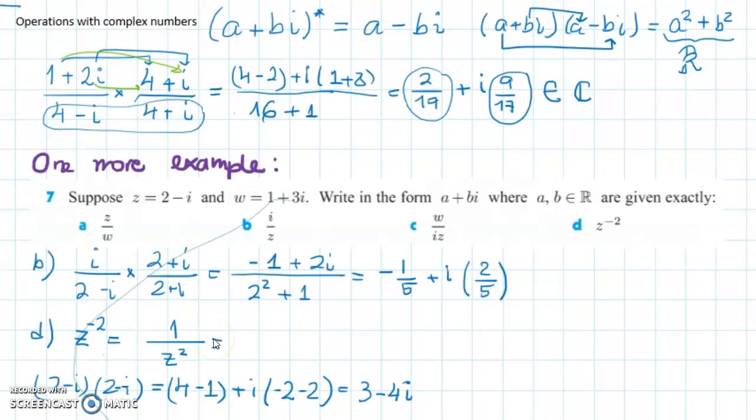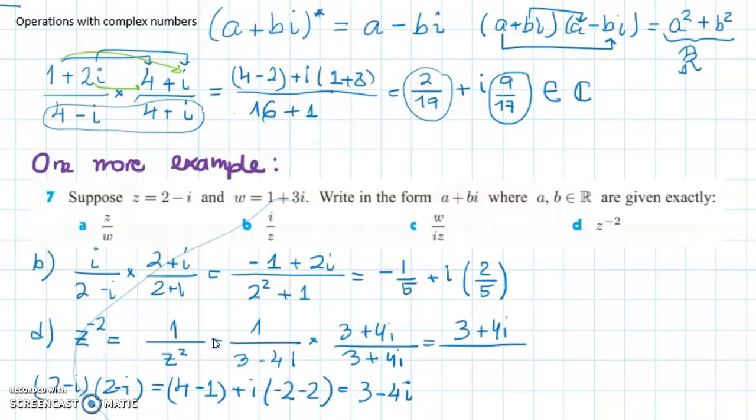So we are trying to find what is 1 over 3 minus 4i. We need to multiply and divide by 3 plus 4i. So we have 3 plus 4i for our numerator, and then in our denominator we are going to have 9 plus 16, so 25. The real part is 3 over 25 plus i, and then for the imaginary part we have 4 over 25, and that's the complex number we were trying to find.